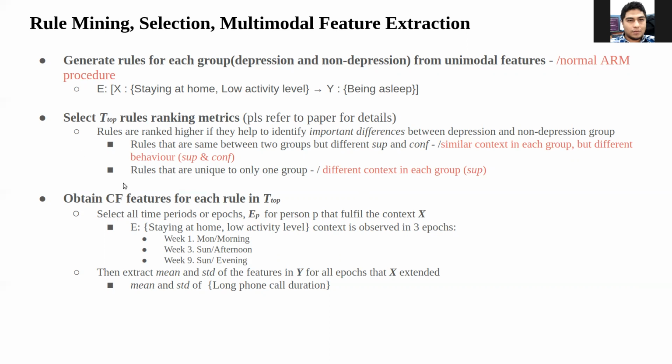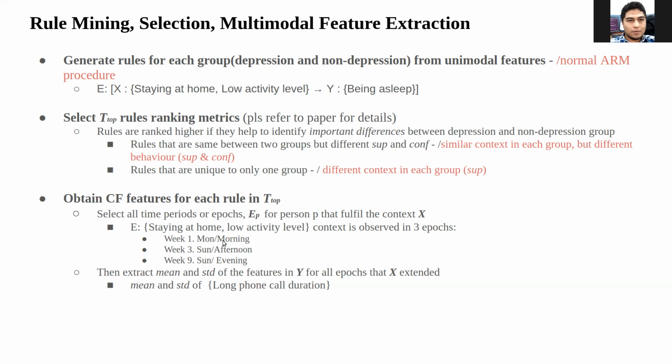Once those good rules are selected, they extract contextually filtered features for those selected rules. How? As we saw earlier, we select time periods or epochs for person P that fulfill context X. Previously we didn't talk about the person level, and we also said day, but now they actually use the epoch, which is a more fine-grained level, and they do the averaging only at the person level, because we want to describe each person. That is our unit of data.